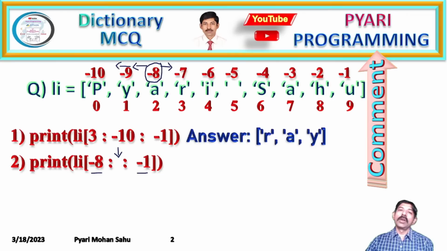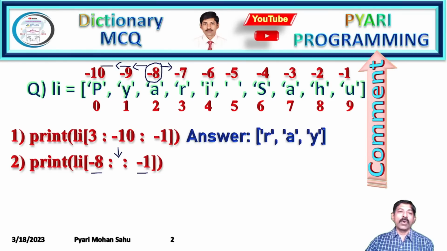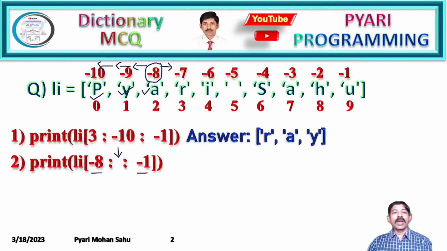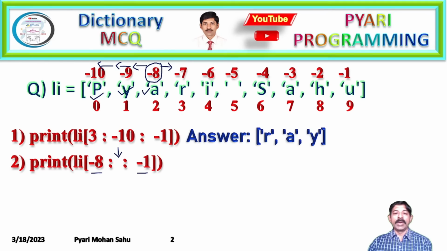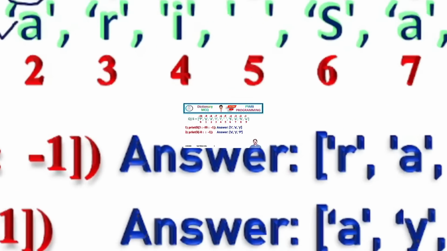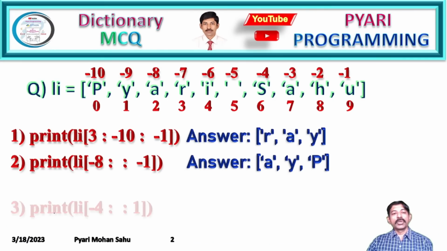Now no stop value is available. So that's why we'll move up to the end. So that's why we are going to get A, Y and P. That's why my result will be AYP. Yes, we did it. Let's check the next question.